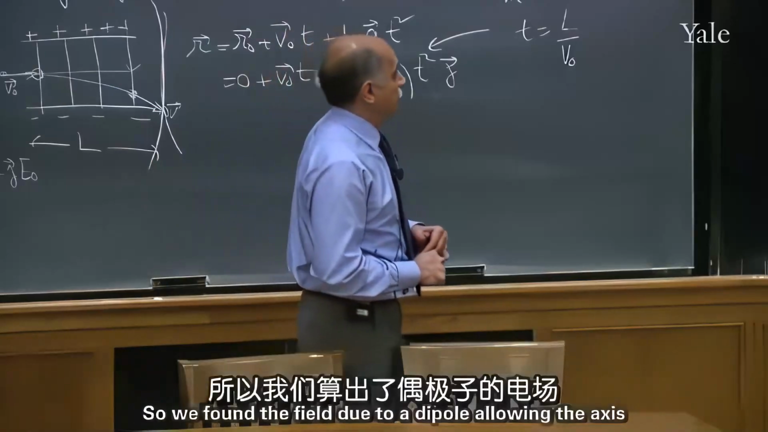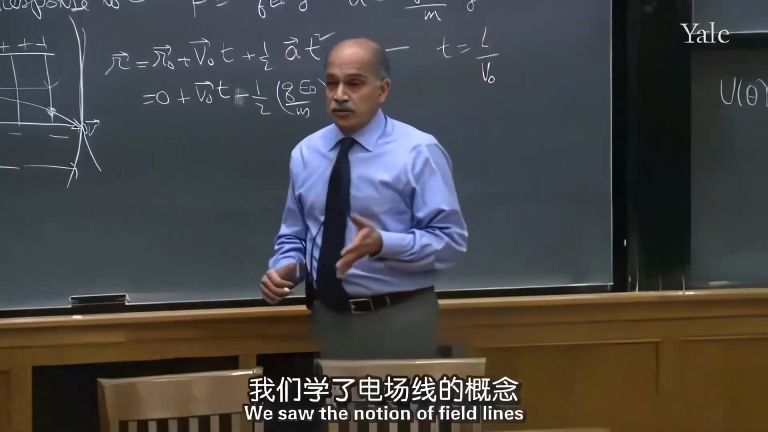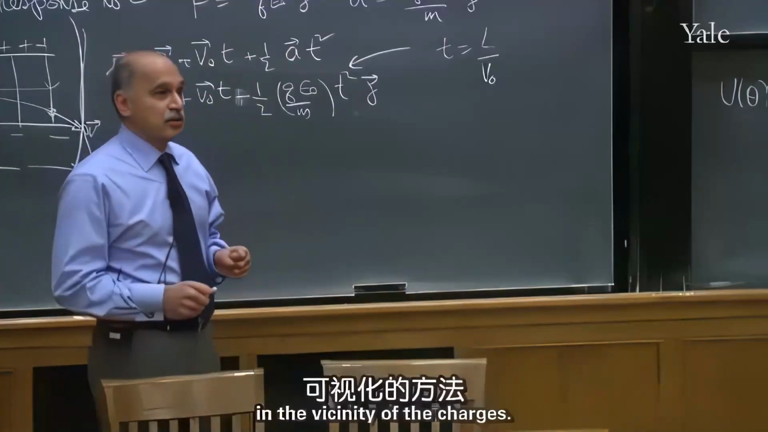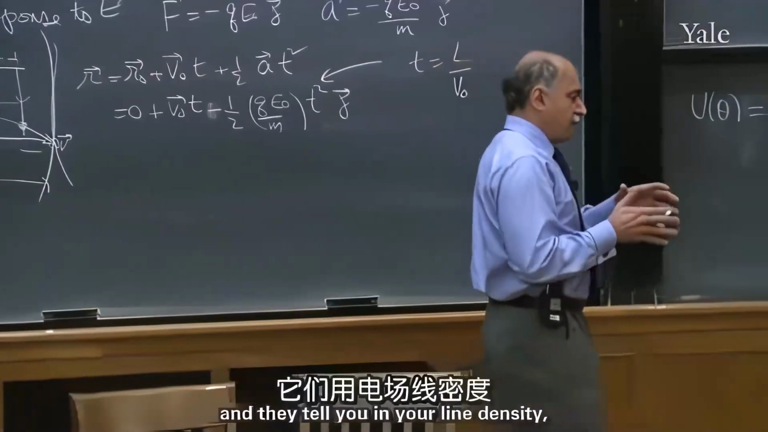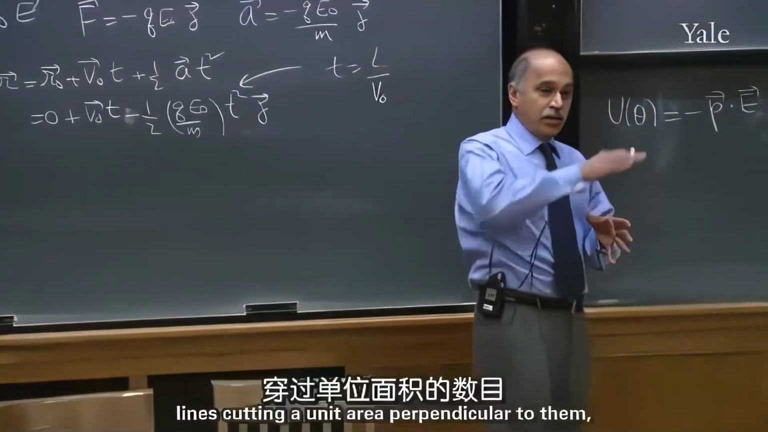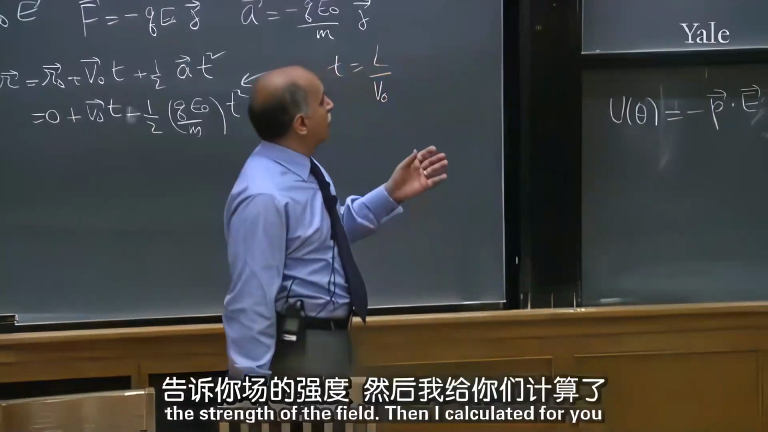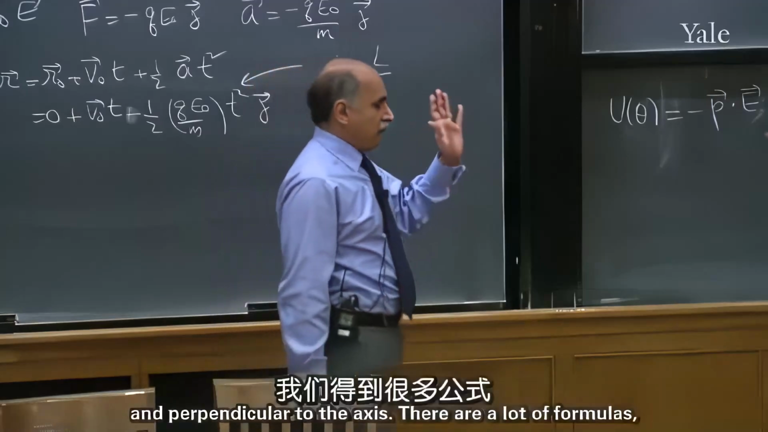So we found the field due to a dipole along the axis and perpendicular to the axis. We saw the notion of field lines. It's a good way to visualize what's going on in the vicinity of charges. The lines tell you the direction of the field, and their density, the number of lines cutting a unit area perpendicular to them, tells you the strength of the field.